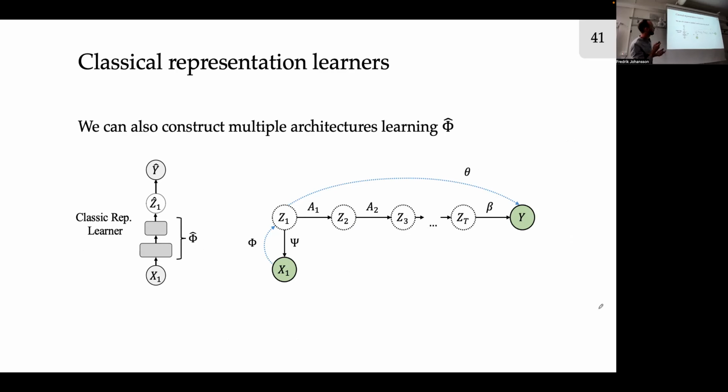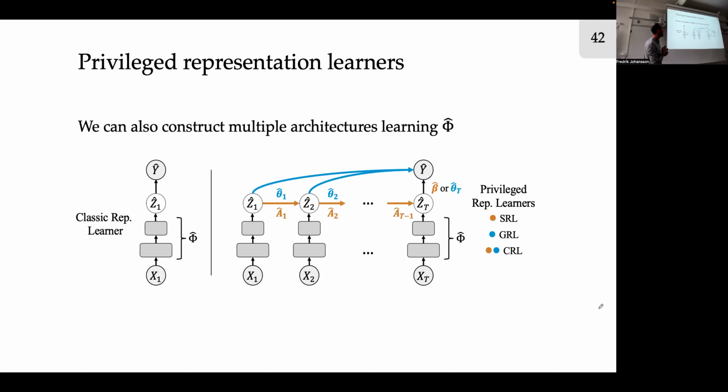And then we can incorporate privileged information into this by mapping not only X1 to some Z space, but also all of the other X's using the same representation function that we have. So B here is the same throughout. And then we have a number of different variants for that.